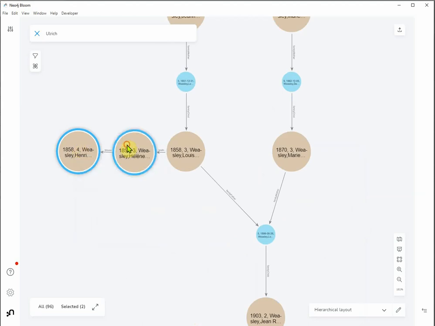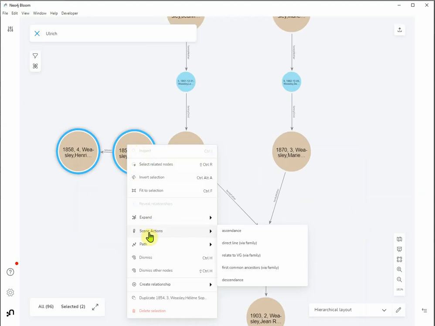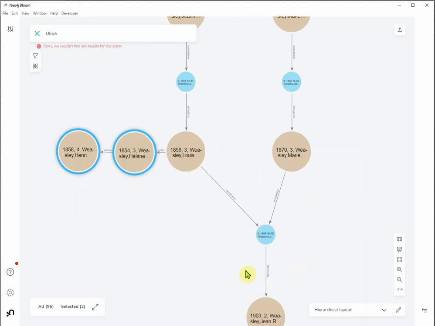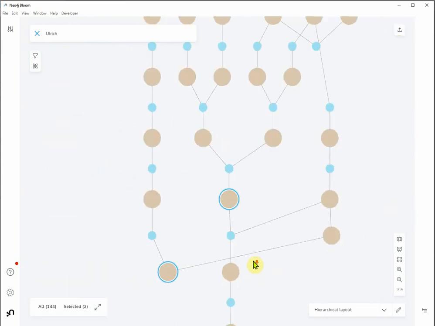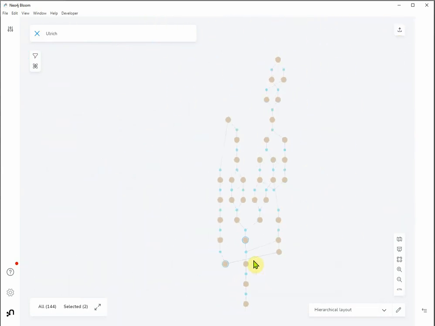Let's use another one to find common ancestors, to see if Helen's husband has a common ancestor with her. Well, not in the collected data, but Louis' wife also has the same last name. Let's see about her. And yes, there's a common ancestor between her and her brother-in-law.